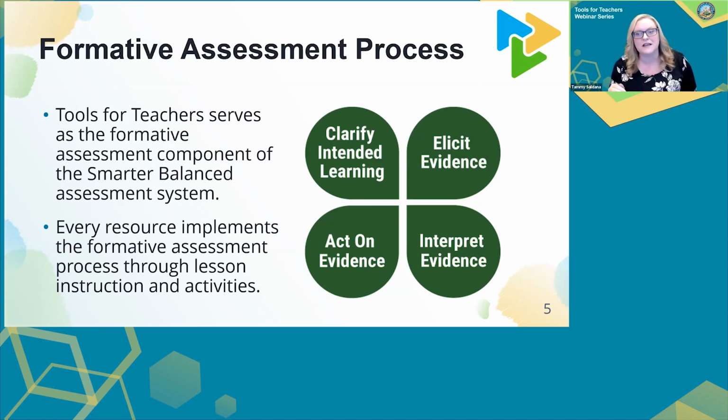It's when the teacher is making sure that students understand the learning goals and success criteria. Then there is eliciting evidence. This is when teachers provide opportunities for students to show what they know and what they can do. And then the next attribute is interpreting evidence. It's looking at where learning is progressing through the lesson, and then teachers can perform the last attribute, which is acting on evidence, which means providing feedback and support as needed.